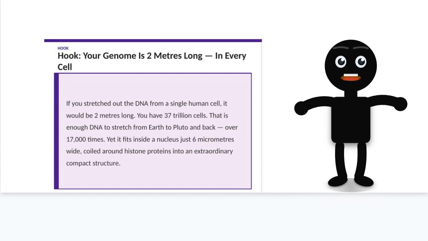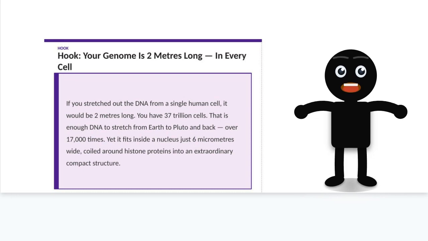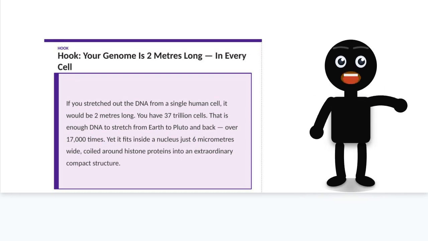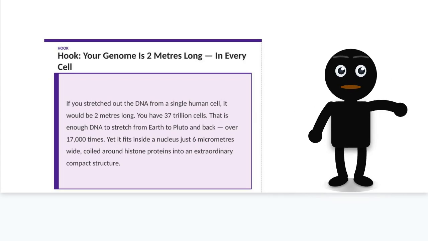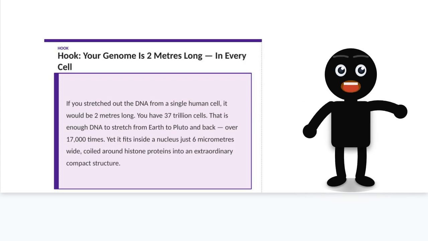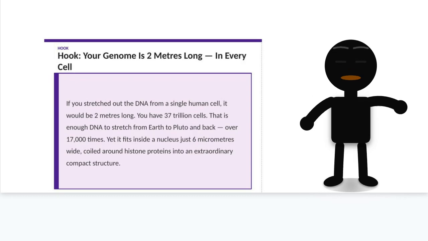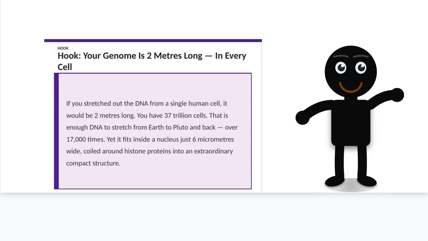Yet this 2 meters of DNA fits inside a nucleus that is only 6 micrometers across. It does this by coiling around proteins called histones, creating nucleosomes, which then coil further into chromatin fibers, and further still into the densely packed chromosomes visible during cell division. Understanding this packaging is crucial because the tightness of packaging directly controls whether genes can be read or not.